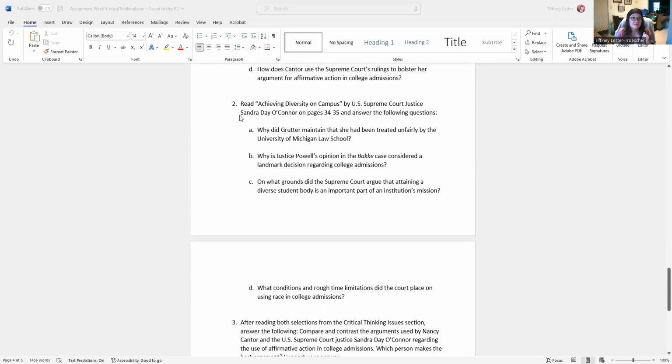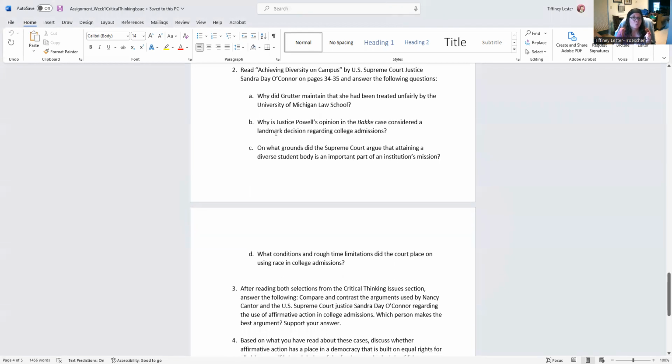Next, you're going to read the other article, Achieving Diversity on Campus, which is the majority ruling written by Justice Sandra Day O'Connor. It's on pages 34 and 35. First, why did Grutter maintain that she had been treated unfairly by the University of Michigan Law School? Why is Justice Powell's opinion in the Bakke case considered to be a landmark decision regarding college admission? O'Connor talks about that as well.